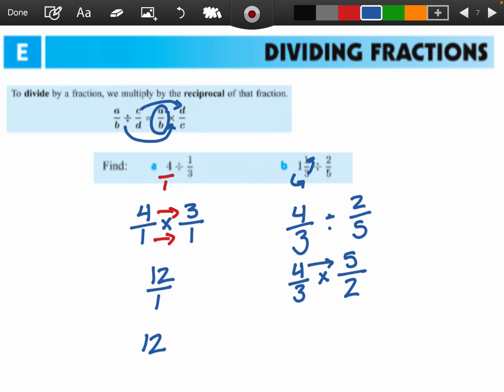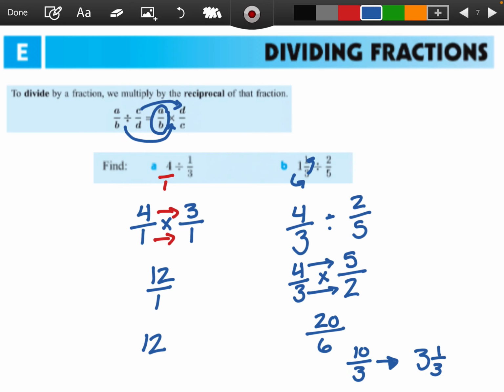And then we're going to go straight across the top to give me 20, straight across the bottom to give me 6. Do we have any common factors? We absolutely do. I can divide both of those by 2. And that will give me 10 over 3. And then if you really want to and are confident that you are not going to make a silly error on that last step, we could make that 3 1/3.